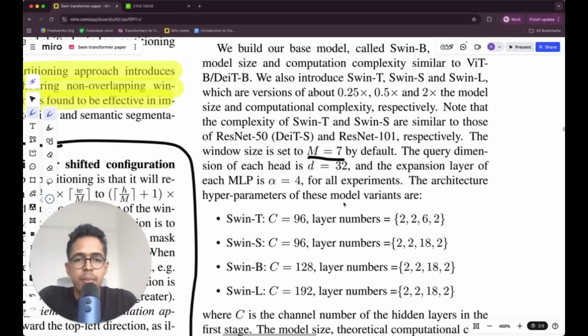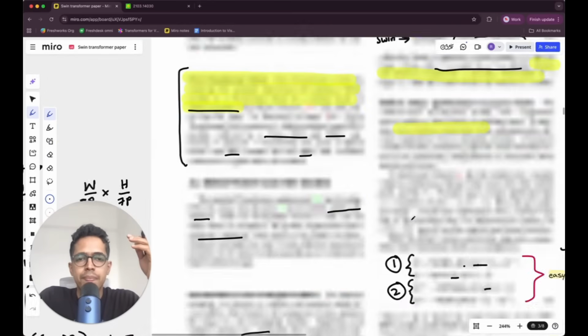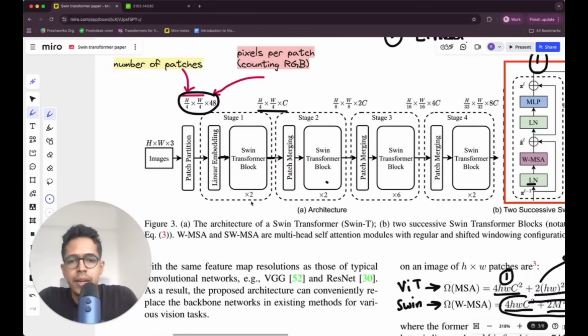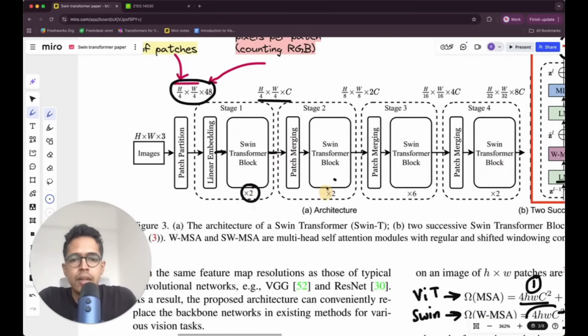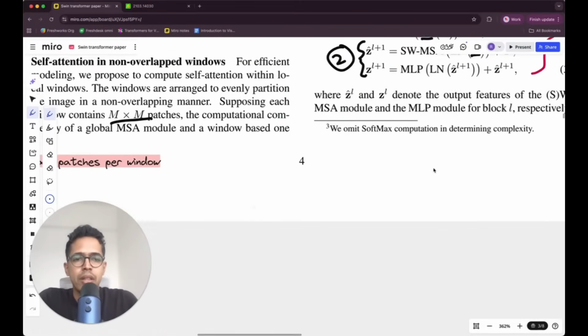The architecture hyperparameters of these model variants are Swin-T: C equal to 96, layer numbers {2, 2, 6, 2}. So 2262 means, if you look at the architecture over here in figure 3, this is repeated 2x, this is repeated 2x. So 2x means one regular window and one shifted window. This is 6x and this is 2x. So 6x means there will be 3 regular windows and 3 shifted windows alternately. So 3, one after the other, regular, shifted, and so on. So here they are giving those numbers, I guess.